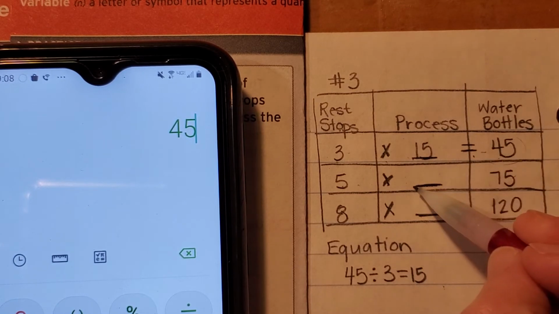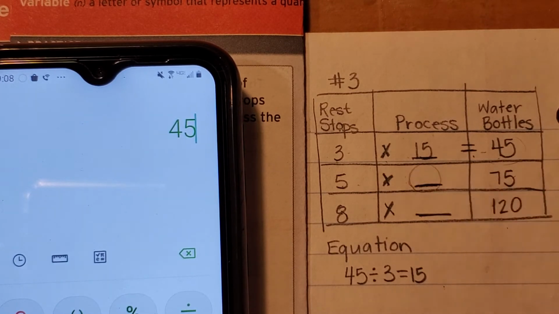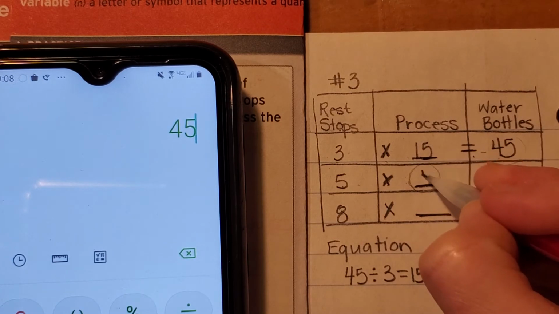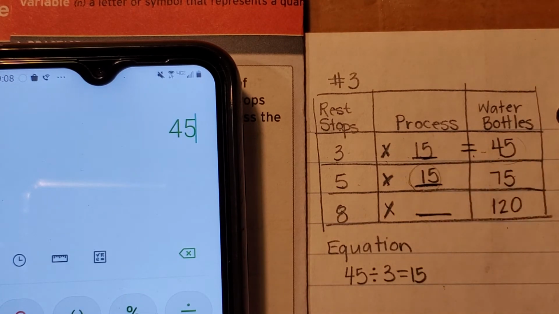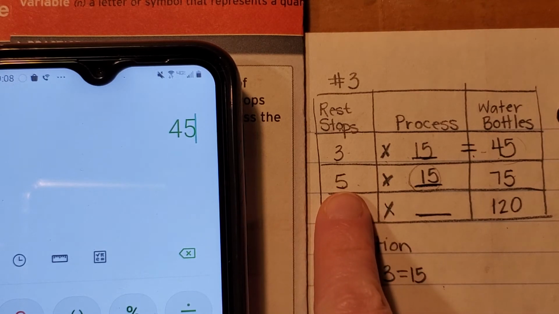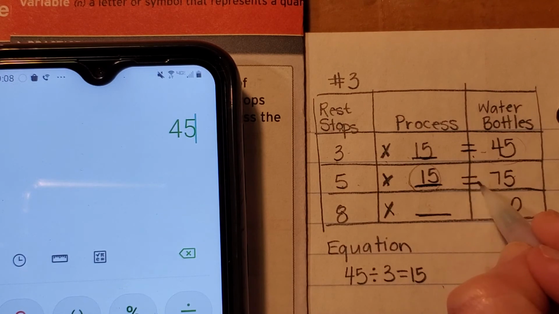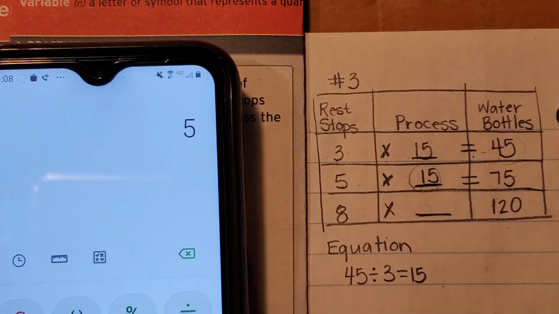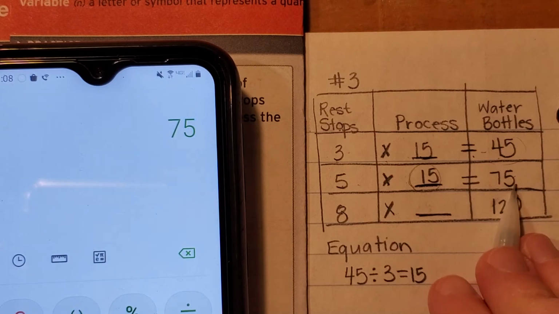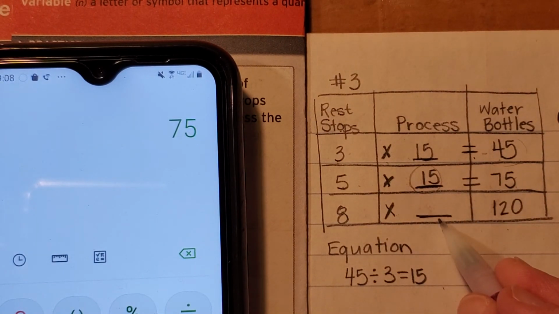What number am I going to put in this blank now? 15 is correct because I have to use the same process in a table. Let's plug it in our calculator to see if it's correct. 5 times 15, does that equal 75? It does. What number now do we put in this last blank?